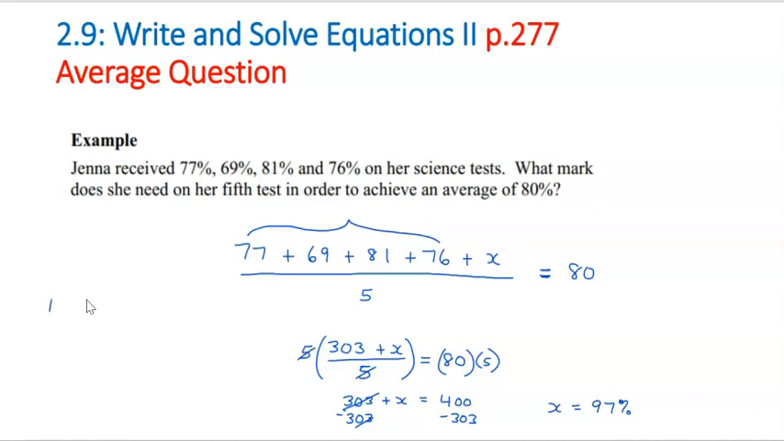For practice in the exercise, there's only a couple of questions, but I recommend that you do them now. So on page 281, question number 11 is an average question. And on page 282, the numeric response question 1 is also an average question.